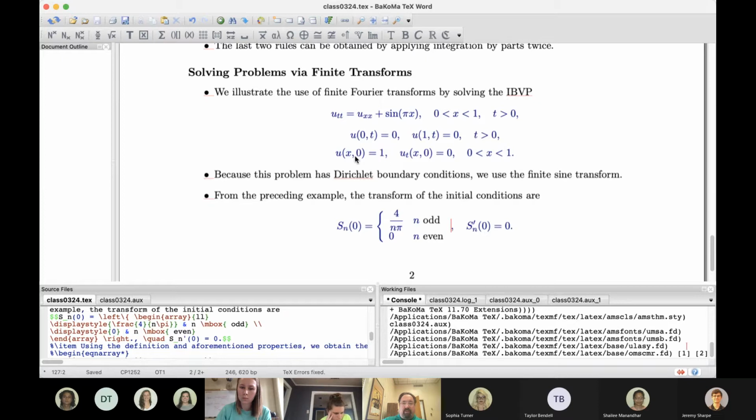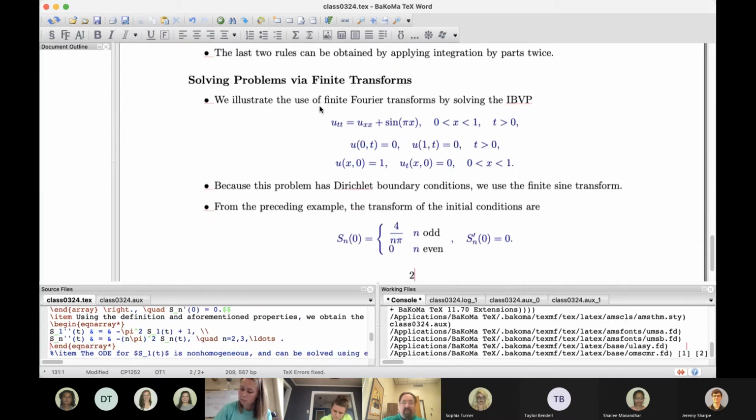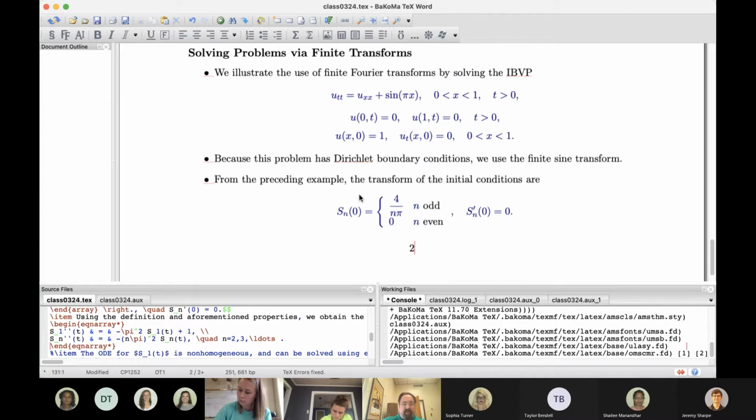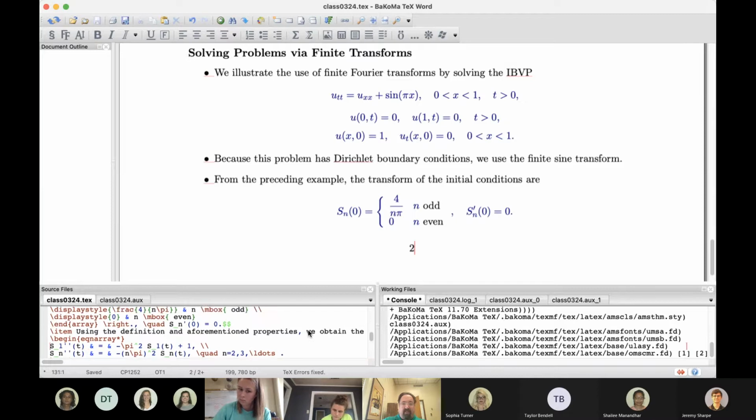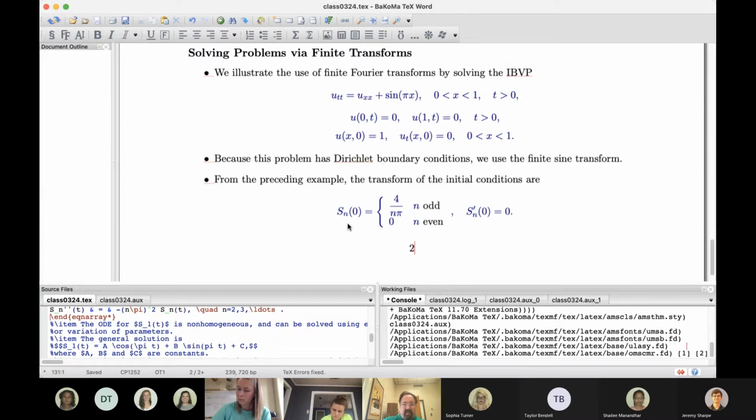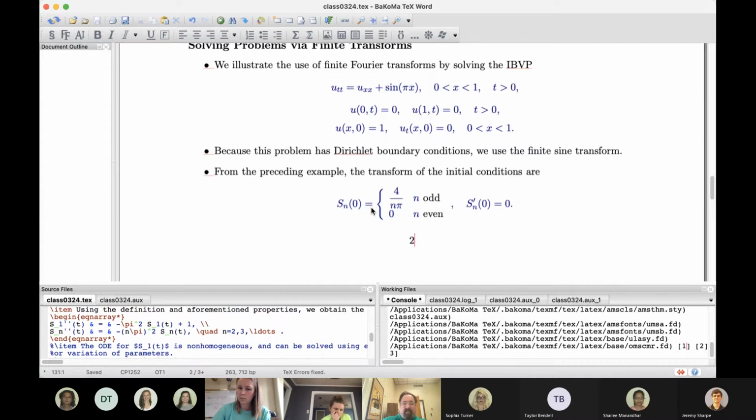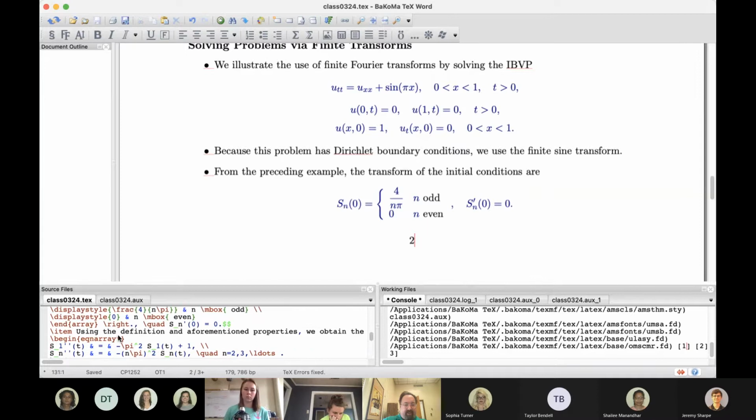And then we use the rules for transforming derivatives with respect to t or x to obtain a transform of the PDE. So for our derivatives, this is what we end up getting. Actually, what I'll do is I need to fill in an intermediate step here.